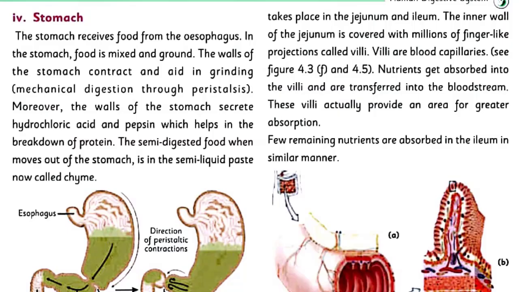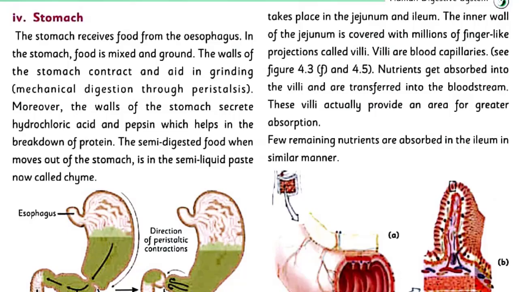4. Stomach. The stomach receives food from the esophagus. In the stomach, food is mixed and ground. The walls of the stomach contract and aid in grinding.